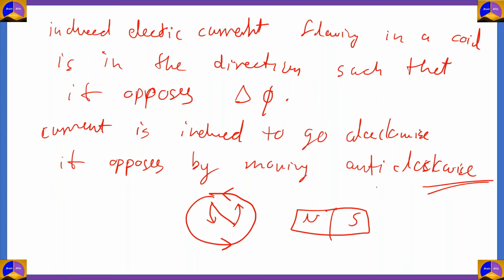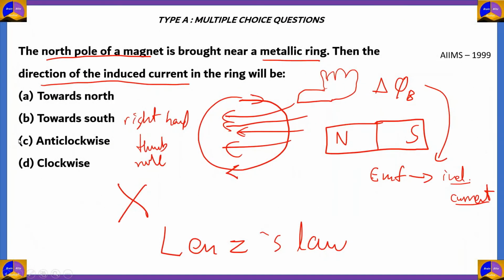So therefore, option C is the right option. So the current should go anti-clockwise in order to apply Lenz's law to oppose the change in flux brought about by the north pole of the magnet. Now, clockwise is incorrect because if the direction of the induced current was clockwise, then the south pole of the magnet would have come into play. Because when the south pole comes in, the magnetic flux starts to go towards the pole. So therefore, the direction is reversed, so clockwise.